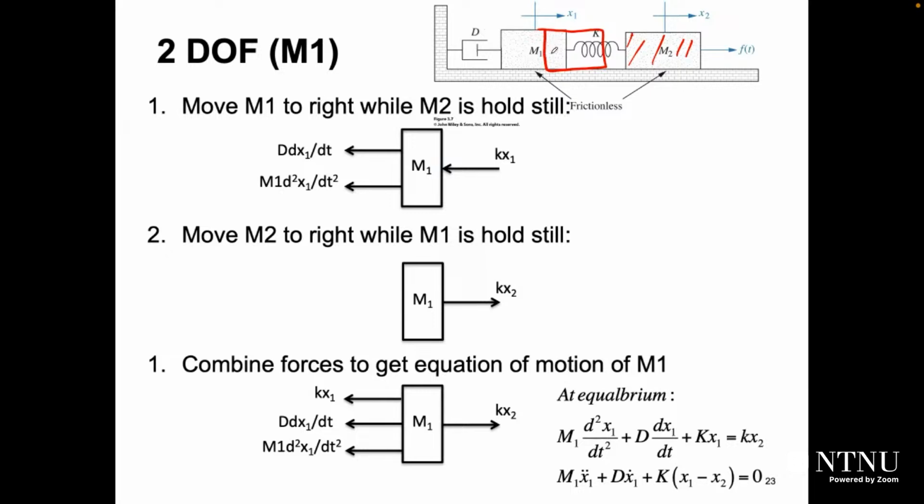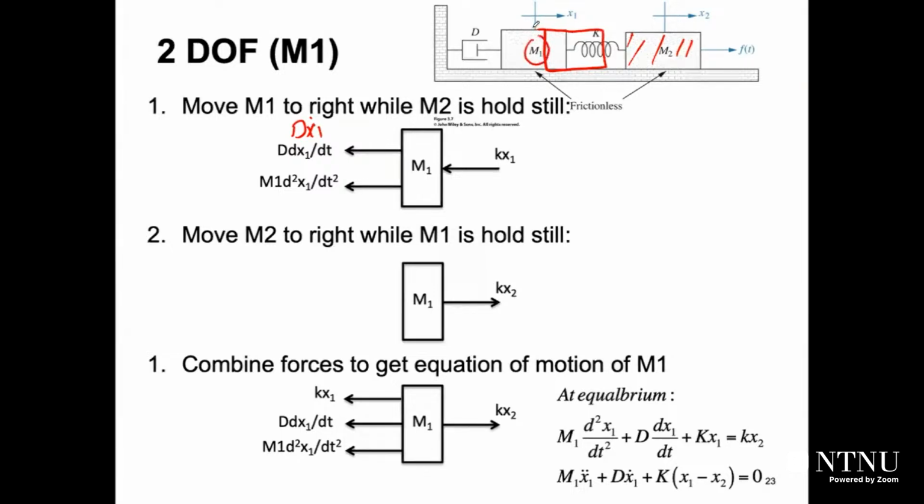which will be proportional to the speed of M1. So it will be dx1 dot. I would like to call this one dx1 dot. It will generate a force opposing M1, and this force equals dx1 dot.